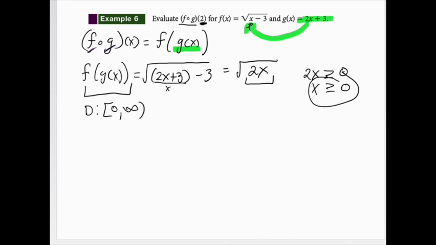So now if I actually go ahead and plug in, because that's what the question asked, evaluate this at 2, I'm going to get the square root of 2 times 2, which is the square root of 4, which comes out as 2.